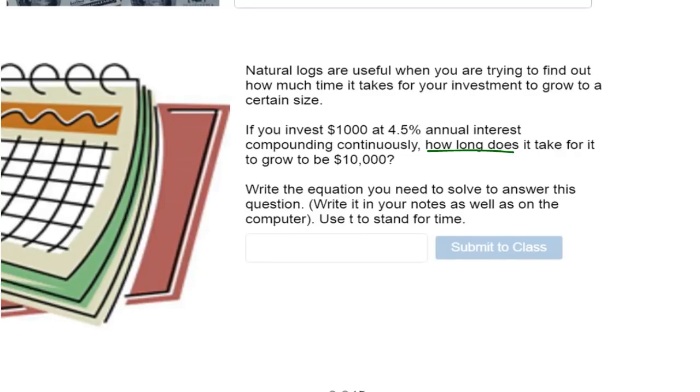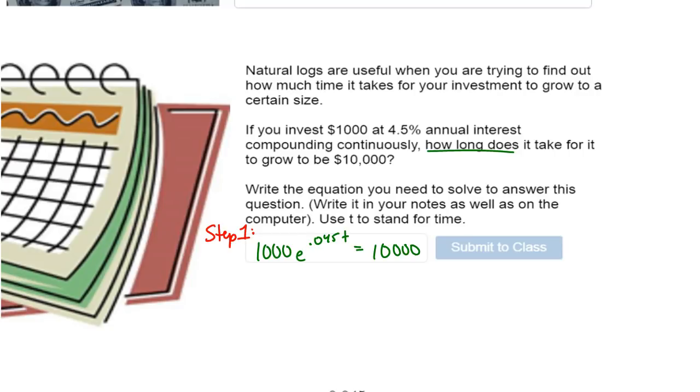Now, what if we want to figure out the time it would take for an investment to grow to a particular value? So, for example, let's say we have $1,000 at 4.5% annual interest, compounded continuously, and we want to figure out how long it would take for that to grow to $10,000. Well, the first step in solving something like this is to put it in that PERT formula, but our t is our unknown. Our t is our variable that we're going to have to solve for.